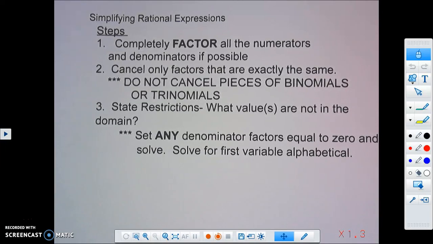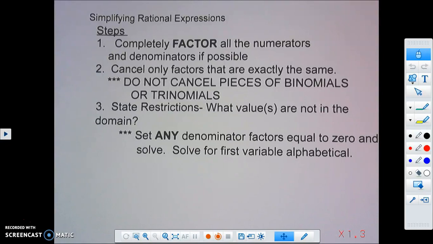Alright, today we're going to be learning about simplifying rational expressions. These are a little bit more complex than what we've seen in the past. Our steps in general are to completely factor all the numerators and denominators if possible. This includes any type of factoring that we've seen. We're going to cancel only factors that are exactly the same. We're not canceling pieces of binomials or trinomials, okay?